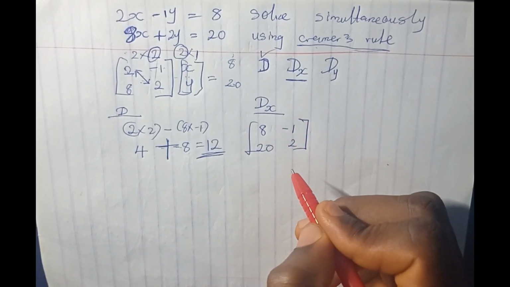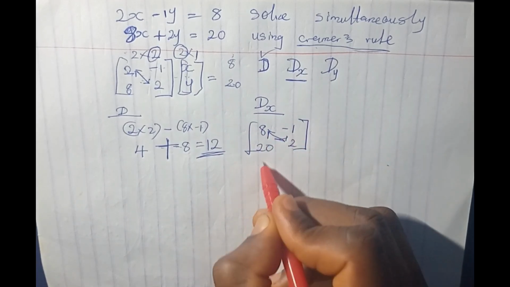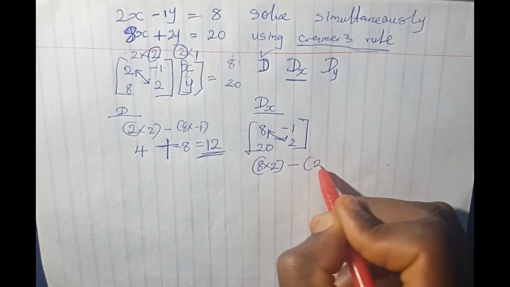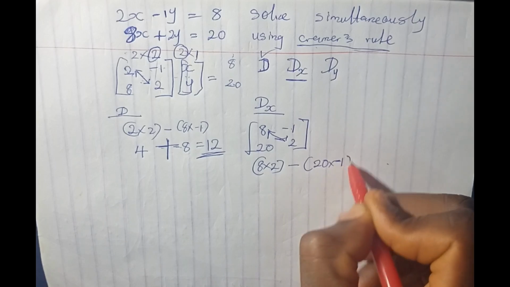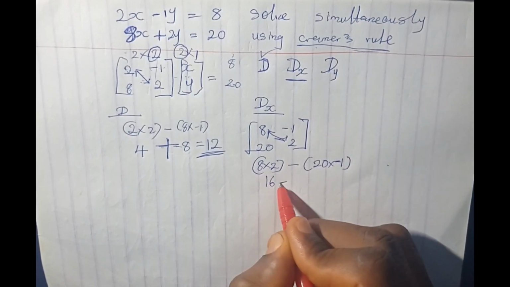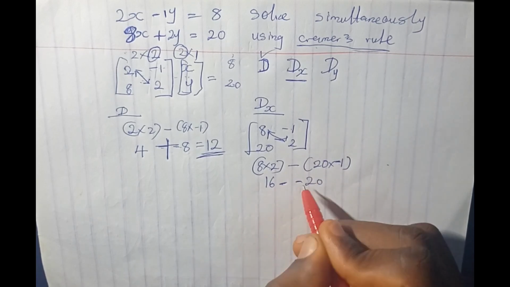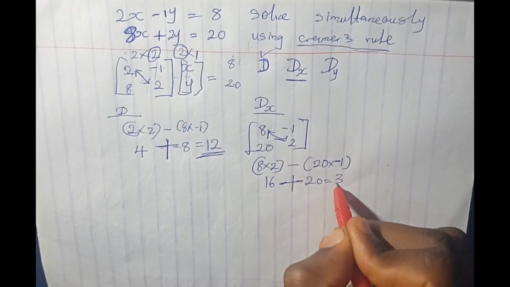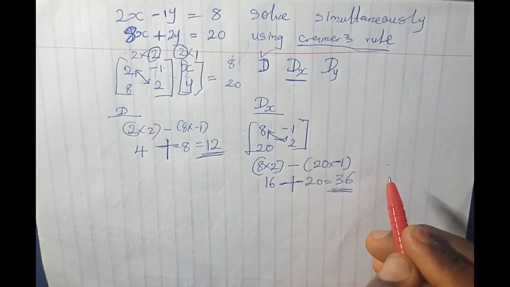How do we find the determinant? I said you multiply, it is also a 2 by 2 matrix. We multiply the leading diagonal, 8 times 2, minus the product of the other diagonal, that's 20 times minus 1. So 8 times 2 is actually 16, minus 20 times minus 1 is minus 20. So minus is actually plus. 16 plus 20 is what? 36. So the determinant where the coefficients of x have been replaced is 36.